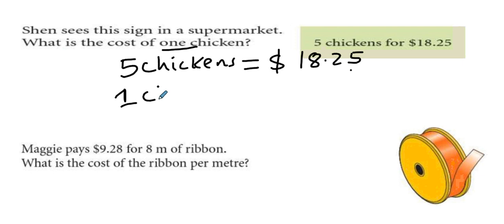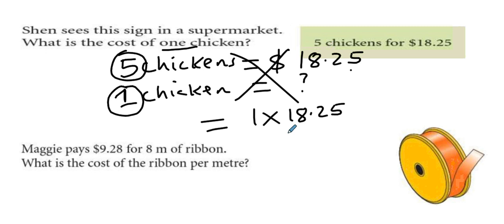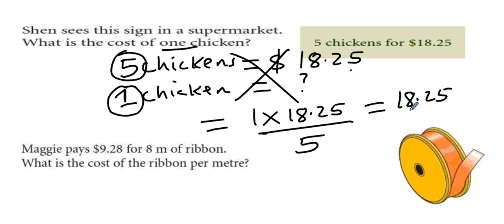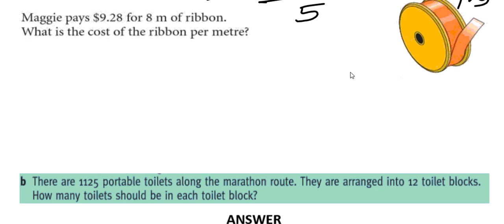Okay, one chicken equals how many dollars? You cross multiply. This will be equal to 1 times 18.25, divided by 5. So this will be 18.25 divided by 5. To divide that, you get the answer. So you can try this to divide. Okay.